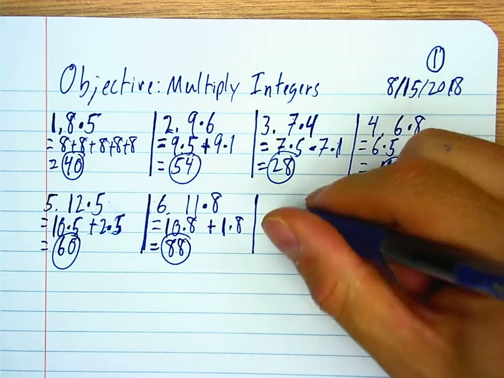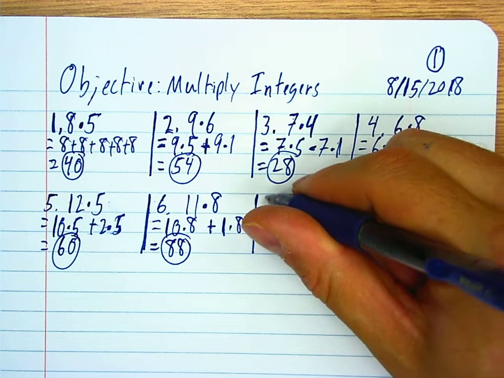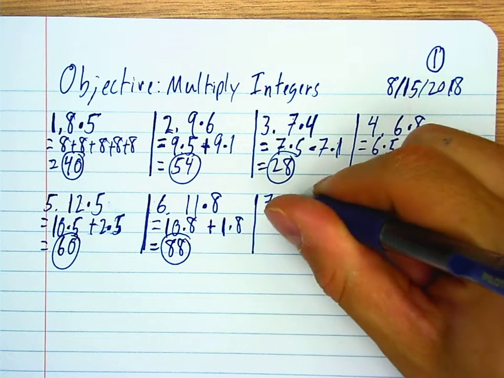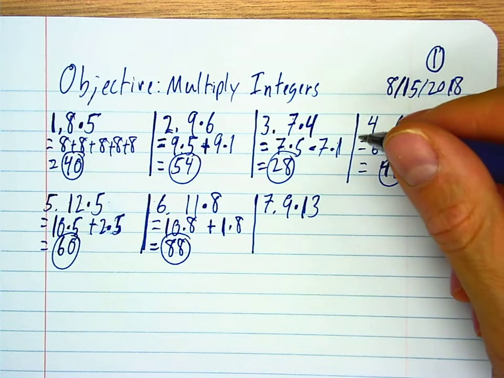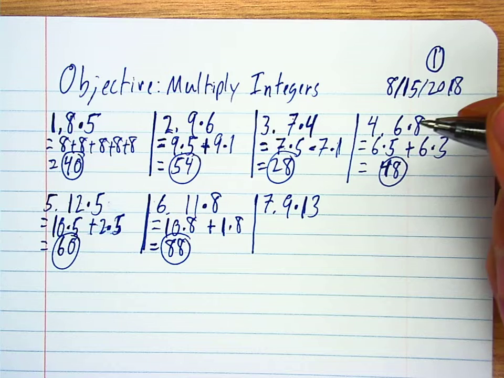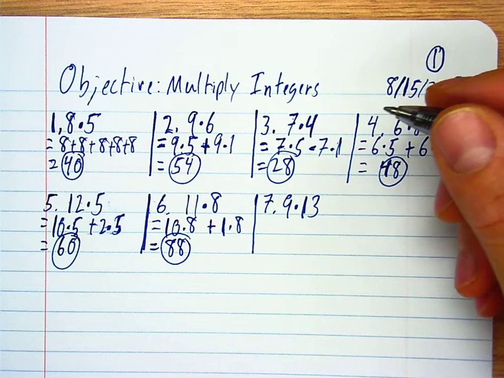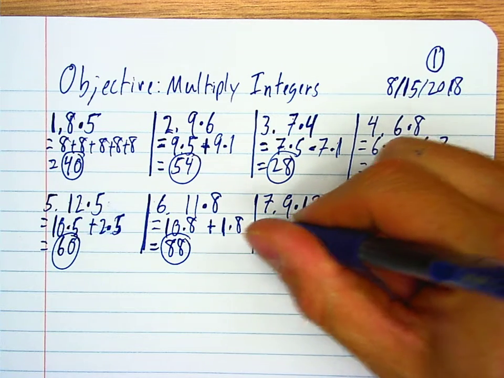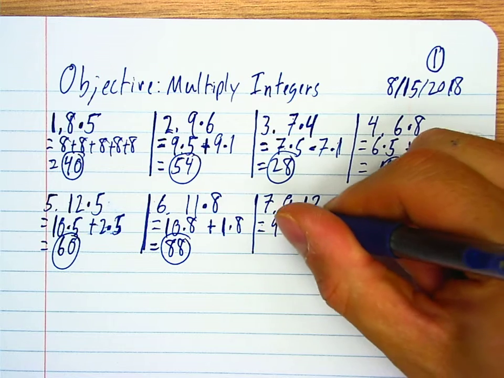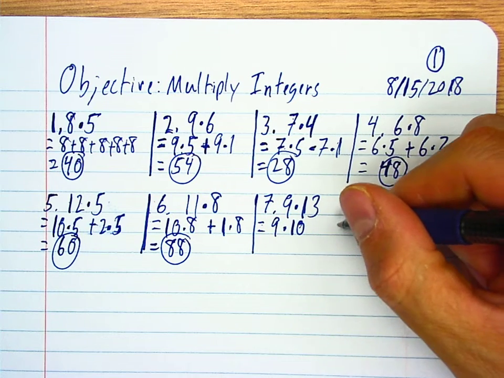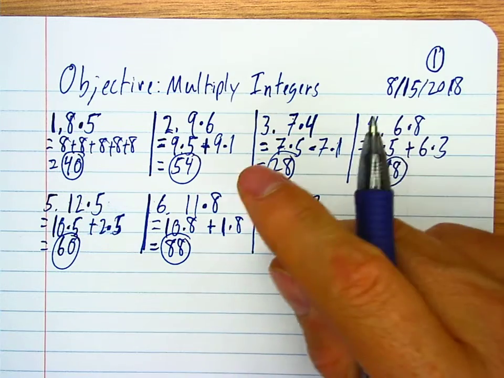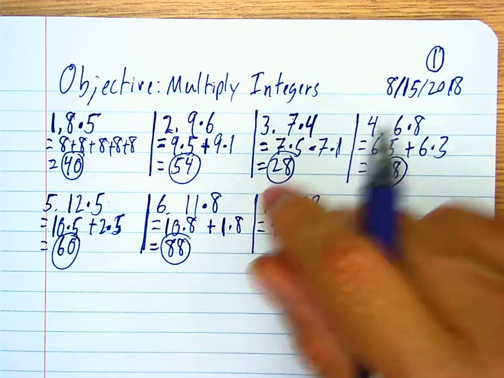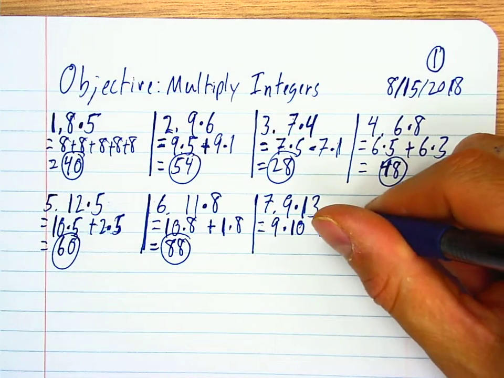Next one, 9 by 13. So 13 is not on my times charts. So I would most definitely break this up into 2 separate multiplications. And I would say 9 by 10 and 9 by 3. So here I've got 10 of my 9s. I'm going to add 3 more of my 9s to that.